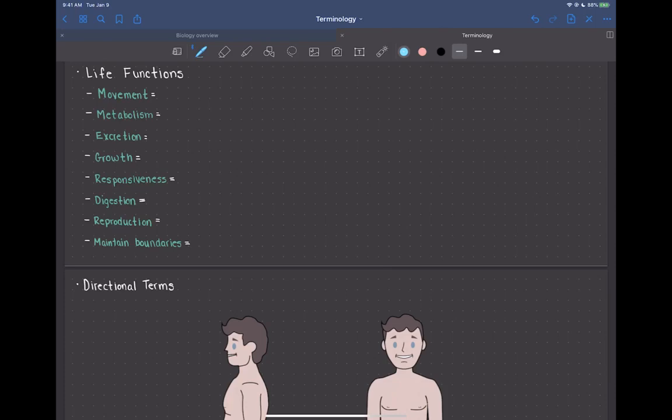All right, so with the different life functions, we'll just briefly go through and give some examples. So one function of life is going to be to provide movement. The body has to be able to move in order to interact with its environment. So that is one major function of movement as a life function: interact with the environment.